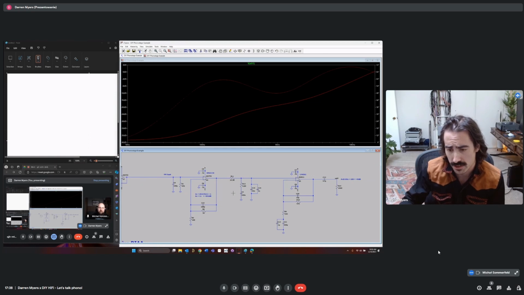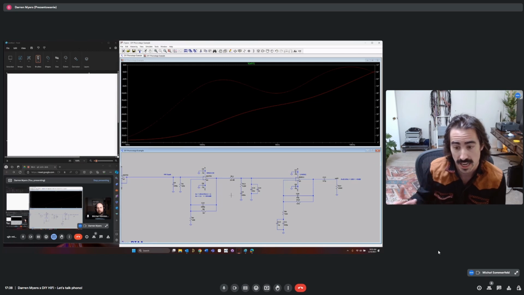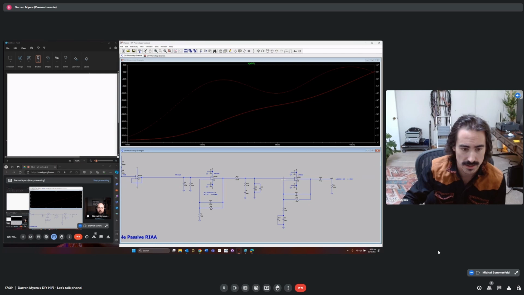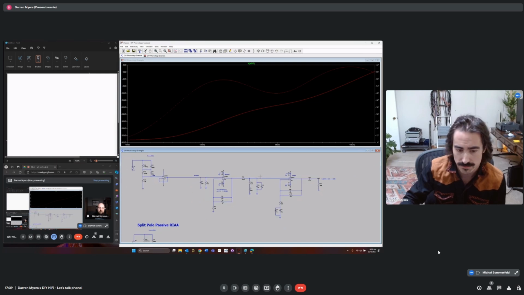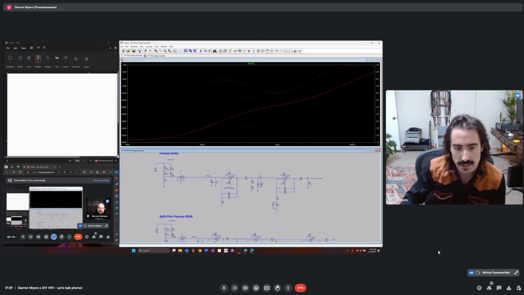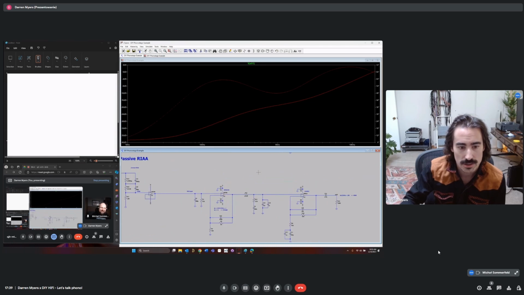So, something to look into if you want a high performance capacitor that's not going to break the bank. I do recommend the RIAA FKP series. You can find that in Mauser DigiKey. And you can get 1% and 2% values in that series. So, okay, that's our passive.